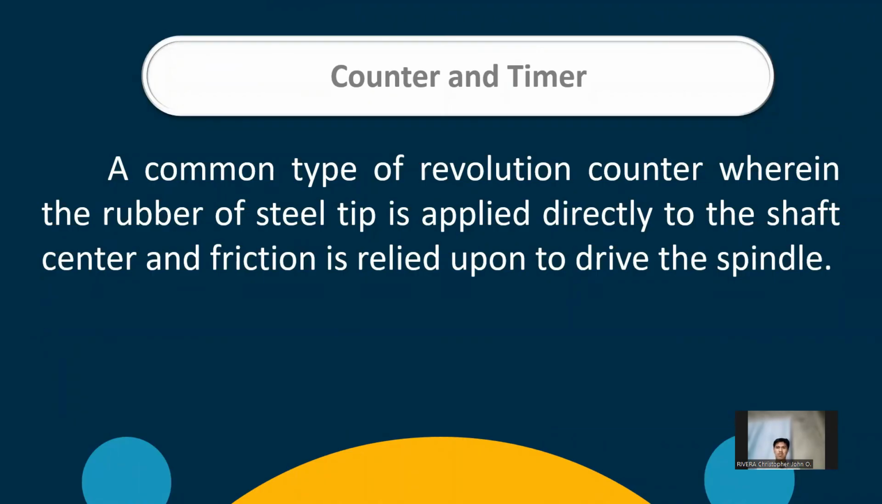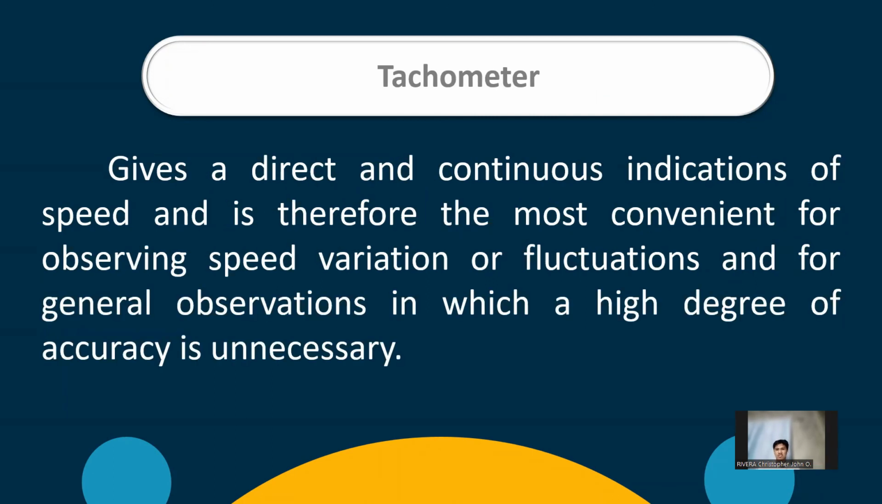First, a common type of revolution counter wherein the rubber or steel tip is applied directly to the shaft center and friction is relied upon to drive the spindle. This is the counter and timer. The tachometer gives a direct and continuous indication of speed and is therefore the most convenient for observing speed variation or fluctuation and for general observations in which a high degree of accuracy is unnecessary. It has types.